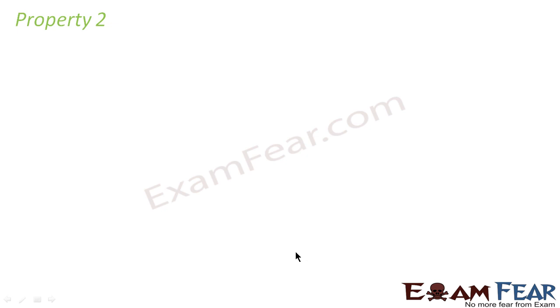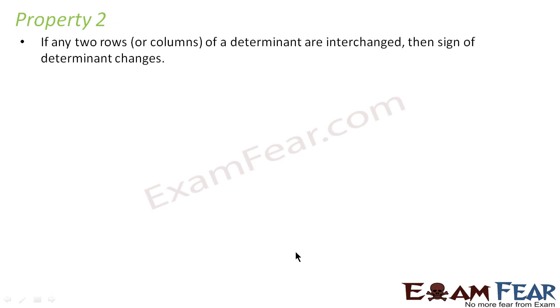Understand Property 2. Property 2 says that if you interchange the rows or columns, the sign of determinant changes. That is, interchange row or column implies change of sign. You can remember it like this also.